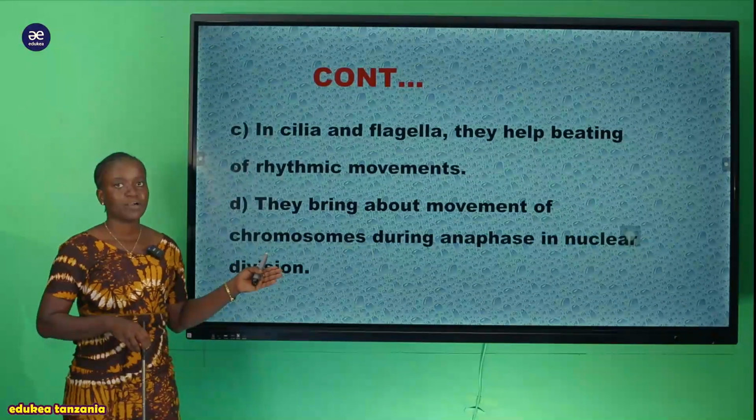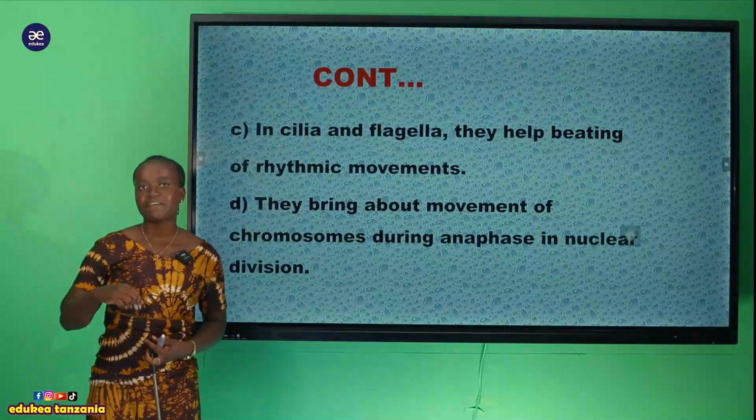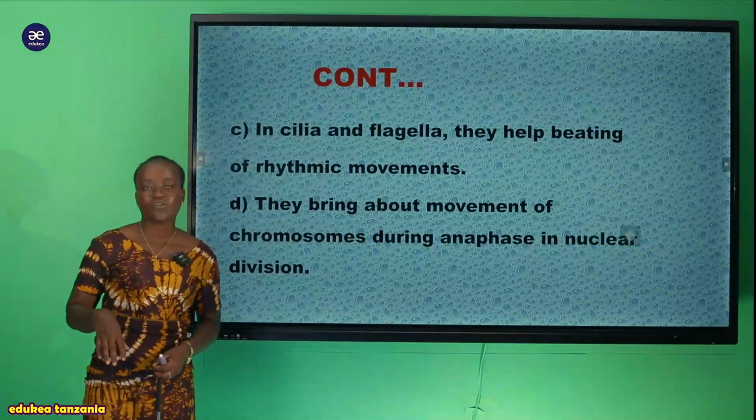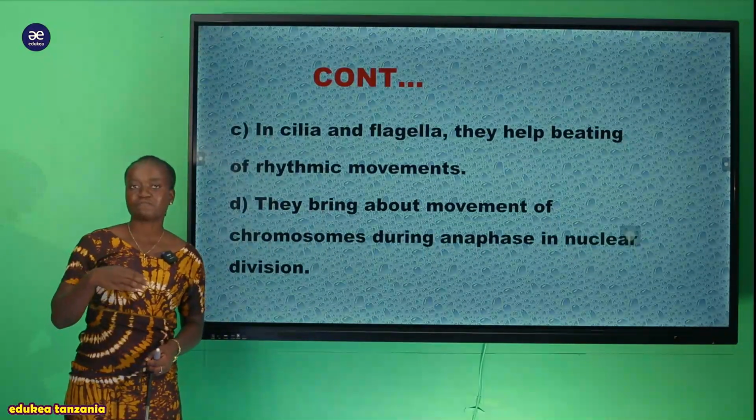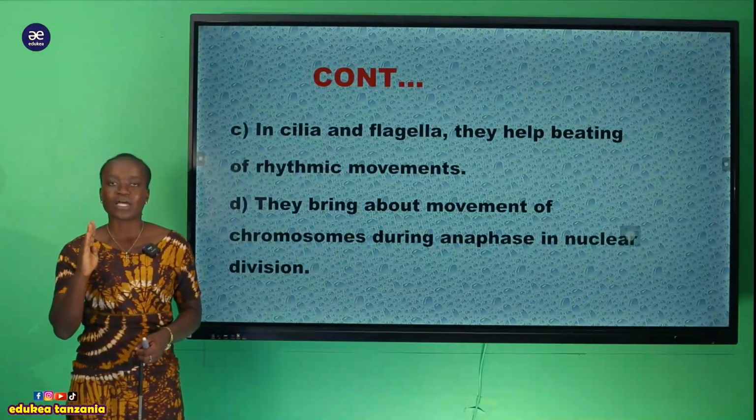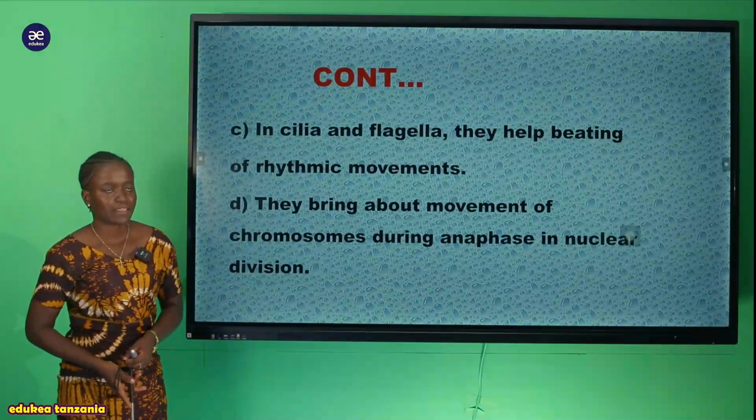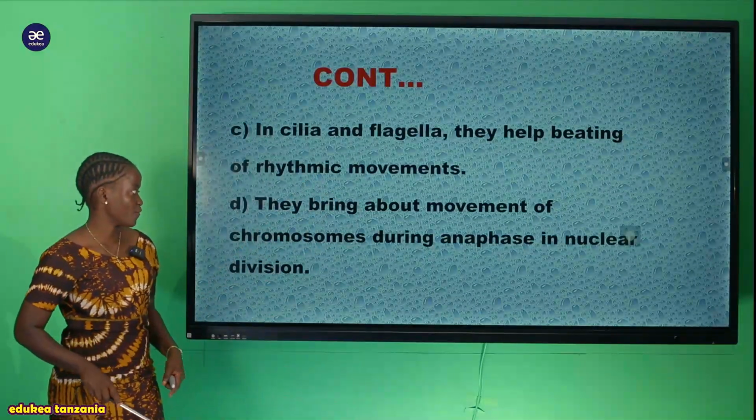Let's take an example, an organism like euglena. So euglena has that flagella. So the presence of flagella, or the presence of microtubules in the flagella, is what helps that organism to propel or to move from one place to another by this kind of movement.